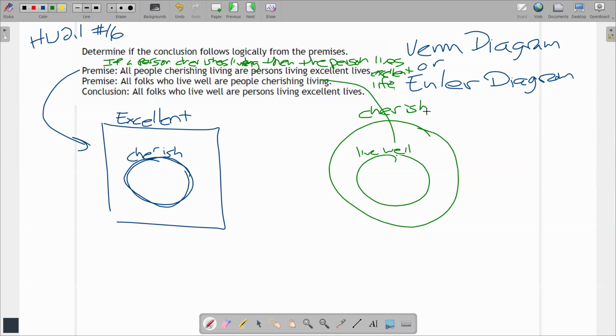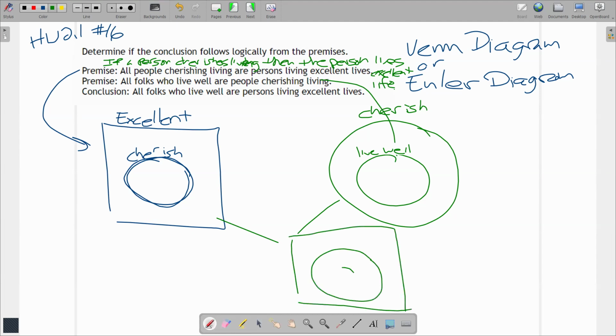And then what I try to do is I try to put these together. How do these two fit together? And sometimes it's just obvious. Well, here I have cherish inside excellent, and here live well is inside cherish, so I could redraw it with all three of them together, and I think it would look like this. Where the outer one is the excellent. The middle one is the cherish. And the very inner one is the live well. That seem reasonable so far? Putting them together? Okay.